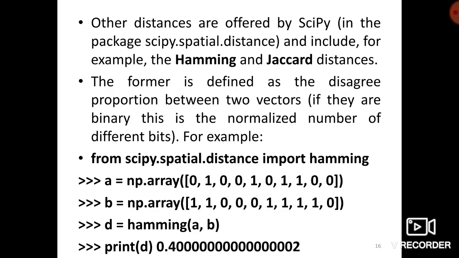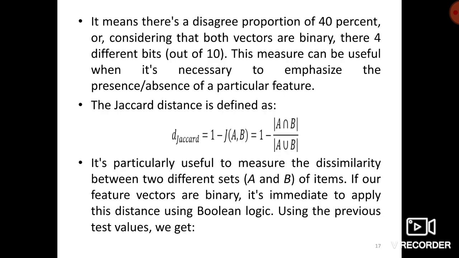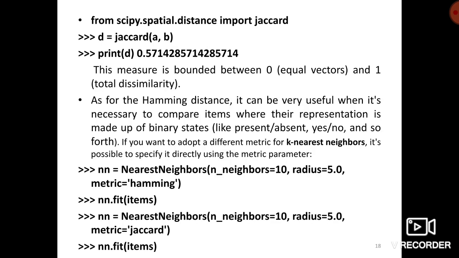Now observe this again. This is the Hamming distance between A and B. If you observe, the Hamming distance is 0.40, and the Jaccard distance is about 0.571. This measure is bounded between 0 and 1, where 1 means total dissimilarity. The Hamming distance can be very useful, and it's necessary to compare items whose representation is made up of binary states like yes, no. When we are using categorical values, like yes, no, present, absent, we use the Hamming distance approach. And if you want to adopt a different metric for k nearest neighbors, it is possible to specify it directly by using the metric parameter.